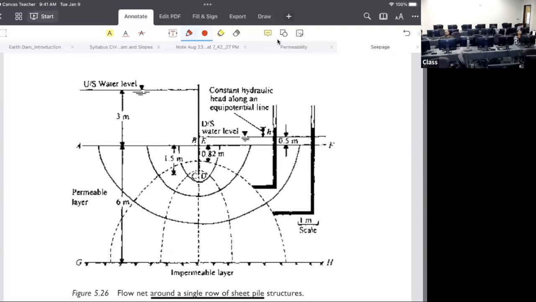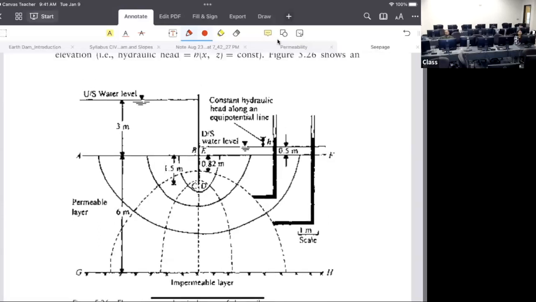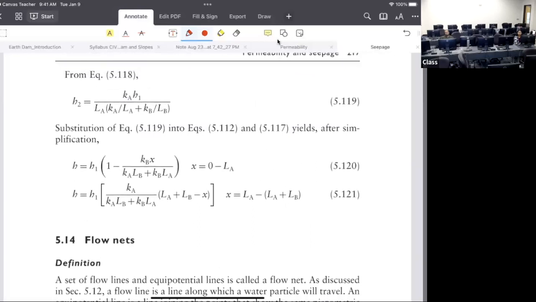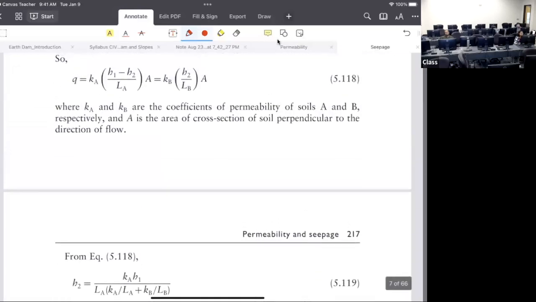Water flow to the pore space. Water flows through the pore space of the soil, right? And that creates what? Piping. That creates the piping action, okay?